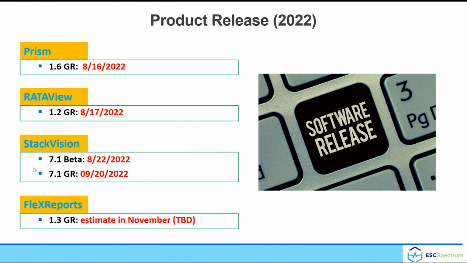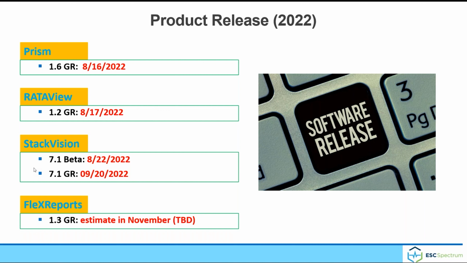Now let's turn to today's topic: what's new in Prism 1.6? The release date for 1.6 is scheduled for August 16, which is about 4 weeks away from today. I also listed some of the upcoming product releases we have scheduled this year.